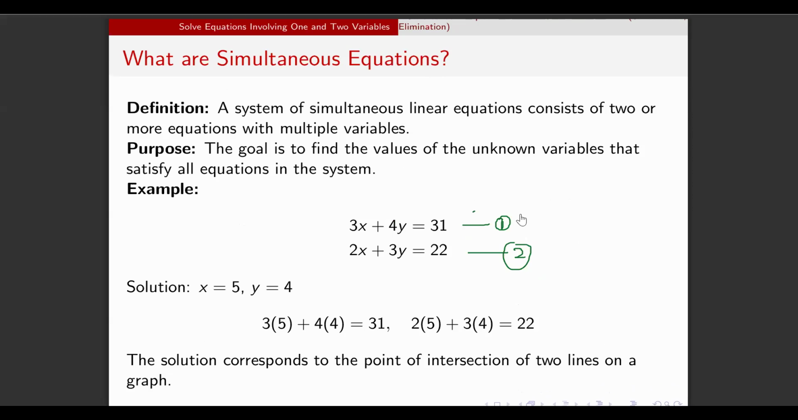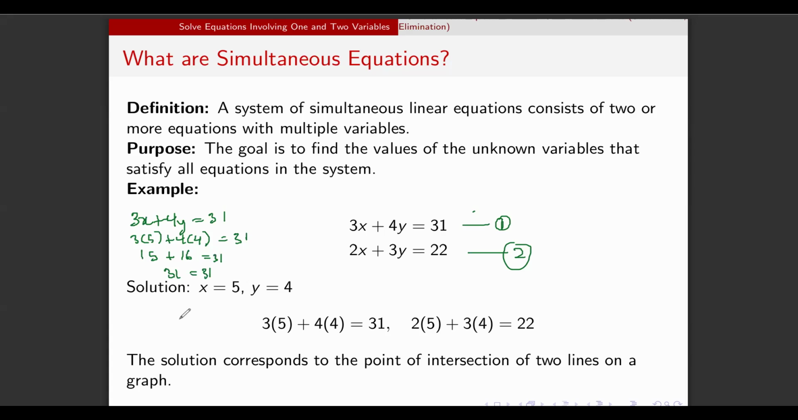Let's continue. For this system of equations, x is equal to 5, y is equal to 4. Let's see if that is correct. For the first one, 3x plus 4y equals 31. If x is equal to 5, we have 3 times 5 plus 4 times 4, because y is equal to 4, equals 31. 3 times 5 is 15. 4 times 4 is 16. Indeed, 15 plus 16 is 31, and that's also 31.